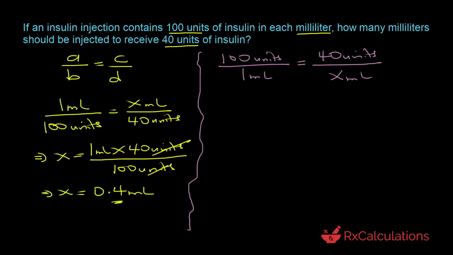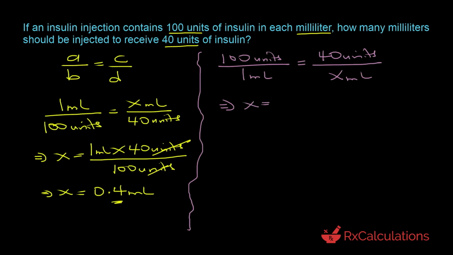Now, what is really important once again is that on the left-hand side in the numerator, you have units, and on the right-hand side of the equal to sign in the numerator, you also have units. And then in the denominator on the left-hand side of the equal to sign, you have milliliters. And then in the denominator on the right-hand side of the equal to sign, you have milliliters as well. And so we can go ahead and solve for x.